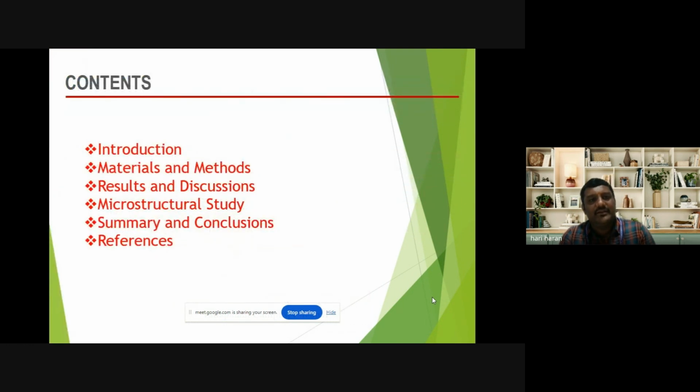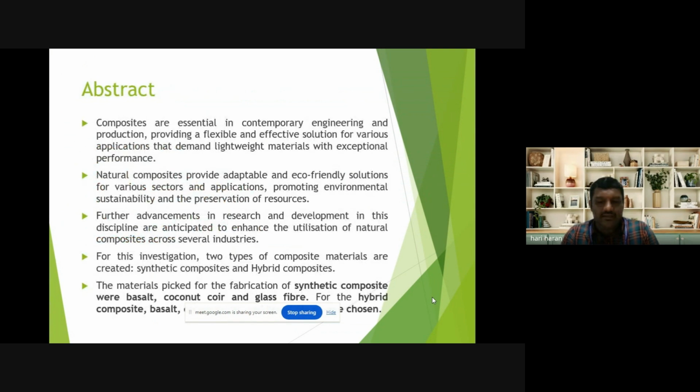So my presentation consists of these topics: introduction, materials and method, results and discussion, microstructural study, summary and conclusion, and the references. As my previous presenter told, composites find essential application in contemporary engineering and production, providing a flexible and effective solution for various applications which demand lightweight materials with exceptional performance. So my work is purely about finding an application related to the Baja vehicle that we made in our college.